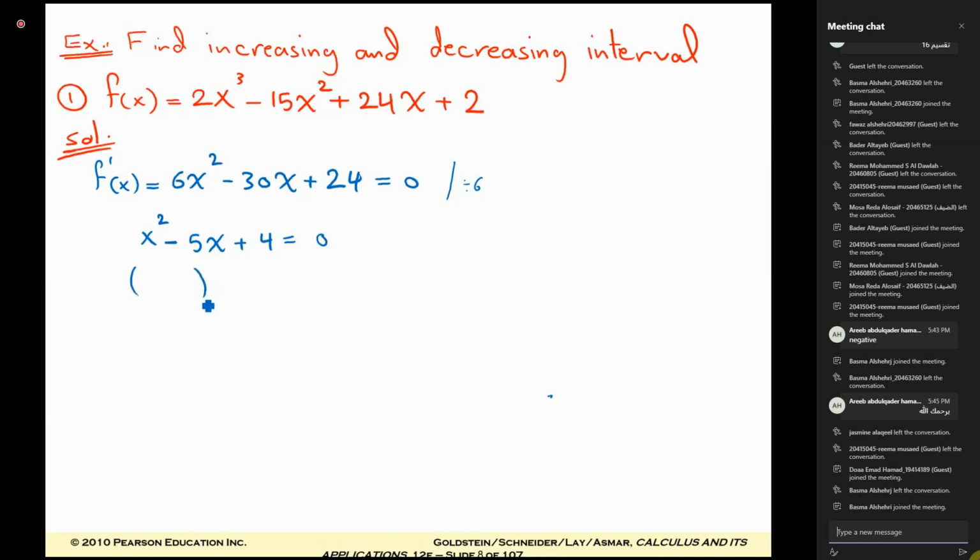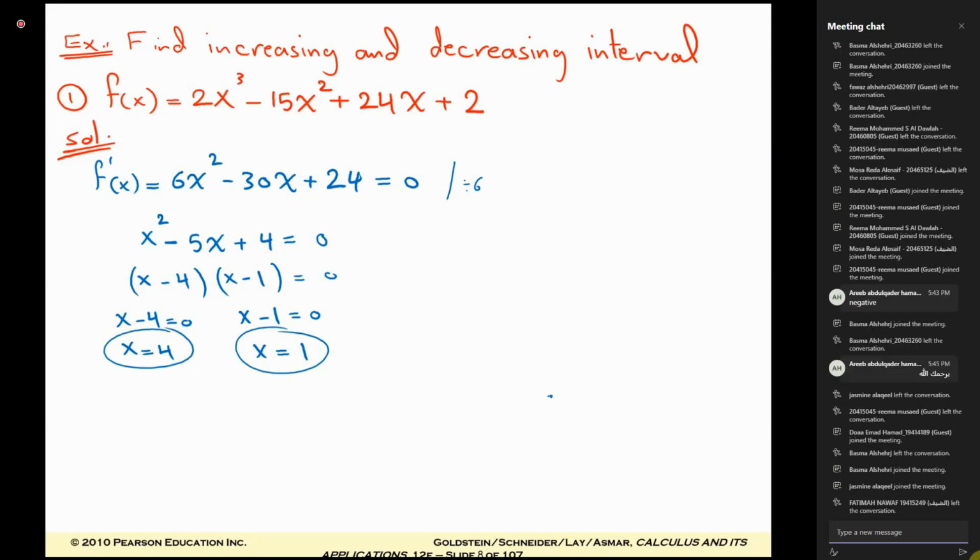We have (x)(x), two numbers that multiply to positive 4 and add to negative 5: negative 4, negative 1. So x minus 4 equals 0 or x minus 1 equals 0. We have x equals 4, x equals 1. This is the critical value.